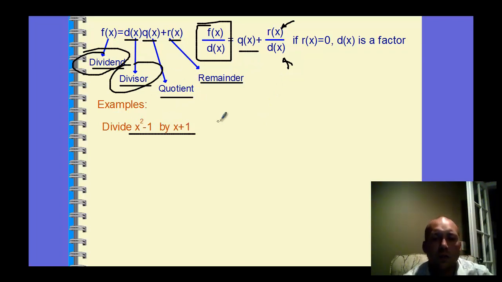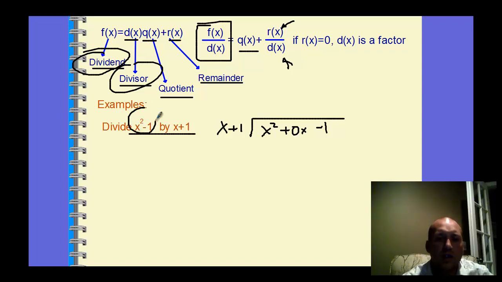If we're going to long divide these two values, when we are writing that, we're taking x plus 1 and we're dividing it into the polynomial x squared. Now, we don't have an x term. We need to include that though, plus 0x minus 1. So right here it just says x squared minus 1, but we have to write x squared plus 0x minus 1. And then we can go through and actually long divide here.